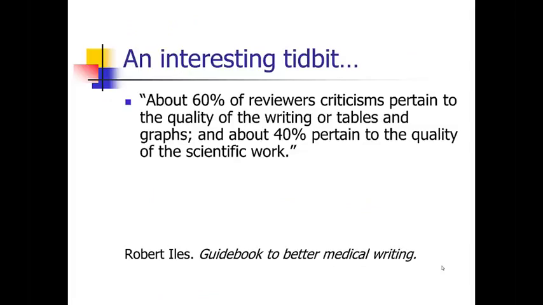And then finally, as I was preparing these lectures, I was looking at this book, Guidebook to Better Medical Writing, and he said something interesting in it. And he didn't have any citation for this, so I'm not really sure where this statistic came from, but it really resonates with me. So he says about 60% of reviewers' criticisms pertain to the quality of the writing or the tables and graphs, and only about 40% pertain to the quality of the scientific work.